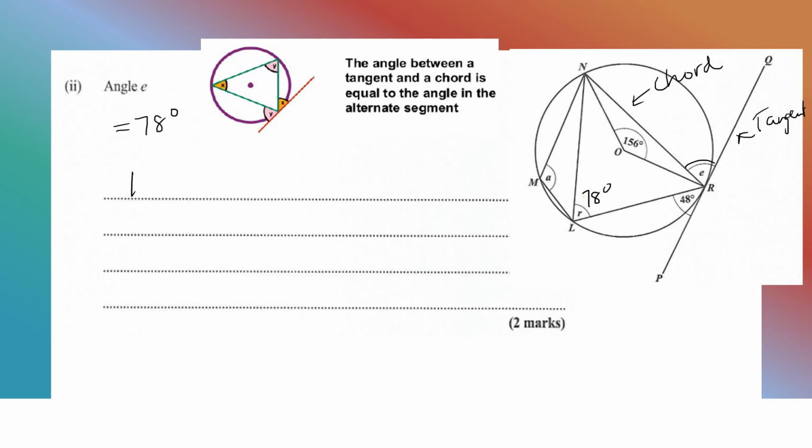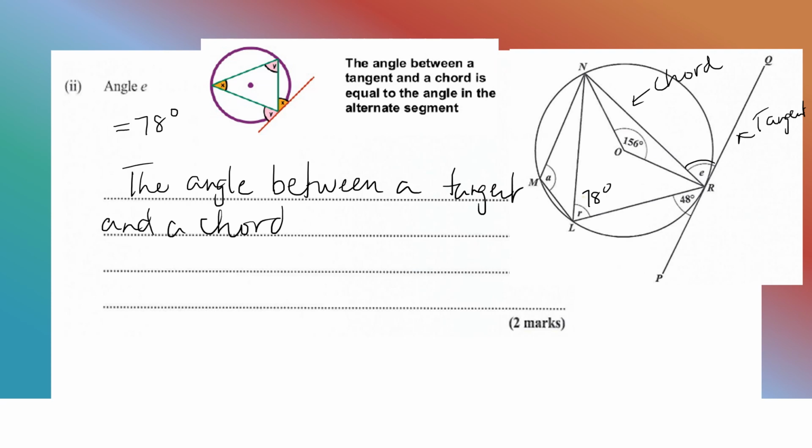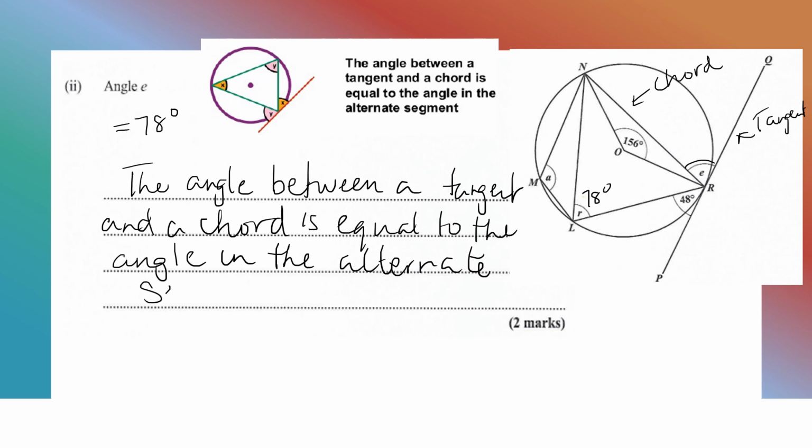And why? The rule: the angle between a tangent and a chord is equal to the angle in the alternate segment.